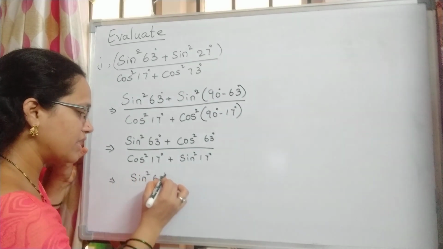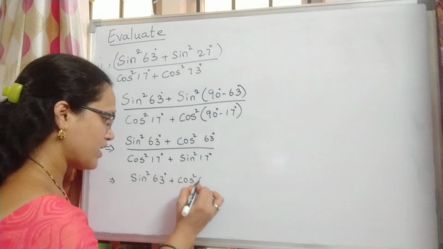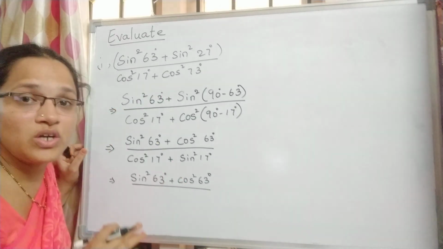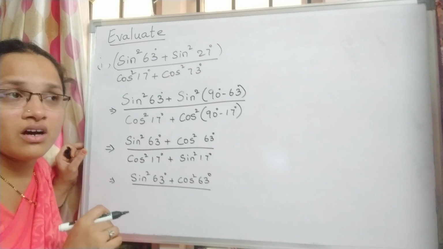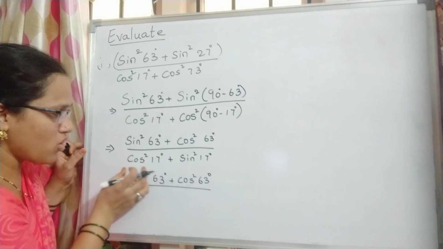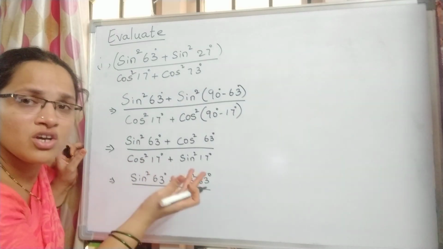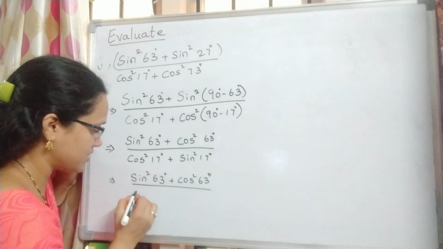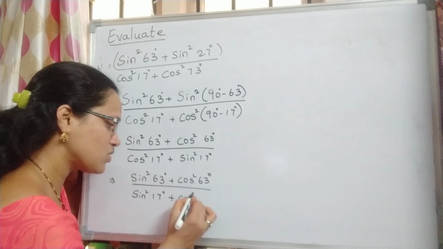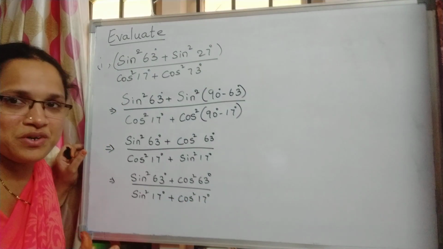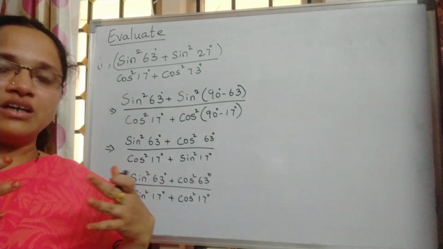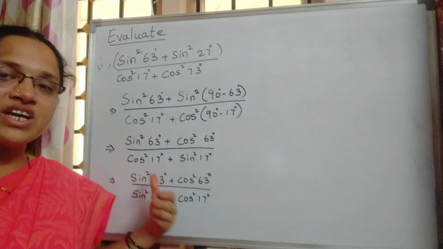Sine square 63 degrees plus cos square 63 degrees. By a plus b is always equal to b plus a, as far as the properties of whole numbers that we have learned, it is applicable everywhere. Cos is having a positive sign and sine is having a positive sign, so you can even exchange their places. So sine square 17 degrees plus cos square 17 degrees. Why did I change? In order to make it into an identity, because you know the identity only in the form of sine square theta plus cos square theta. That is the reason we interchanged their places.